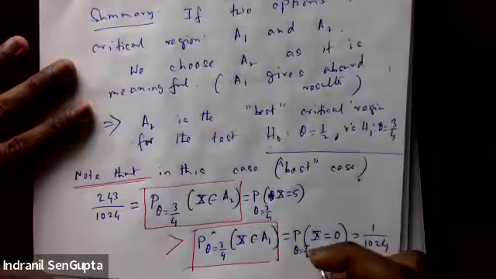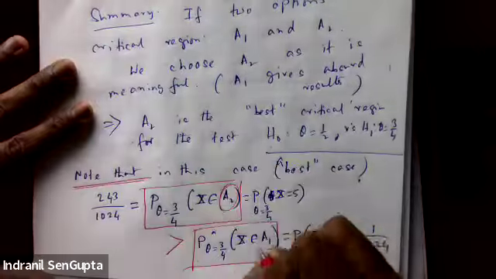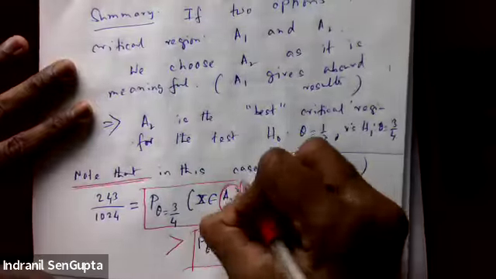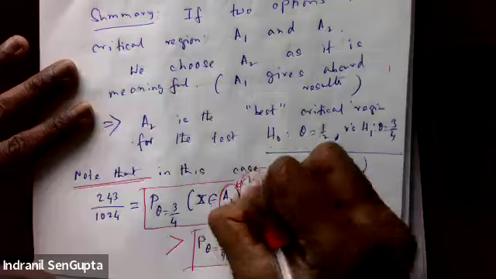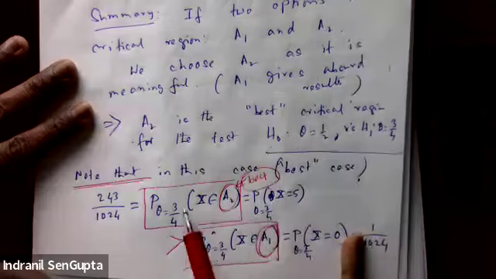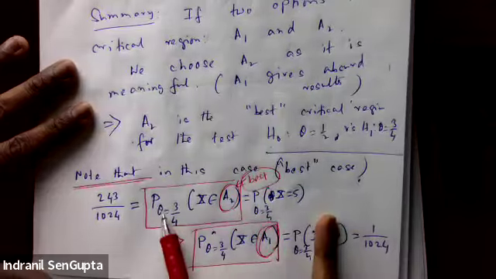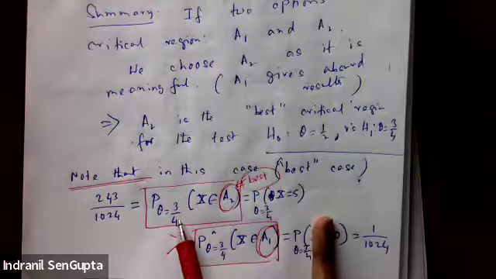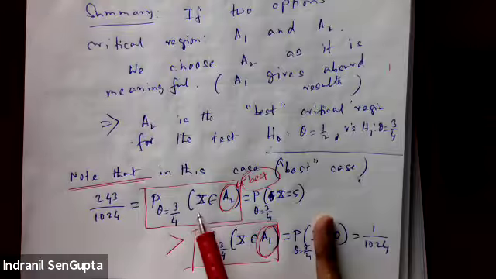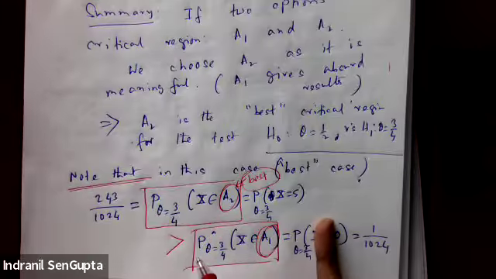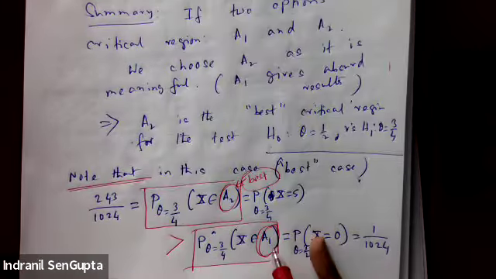So we see that for the best critical region, we say that A2 is the best, right? If A2 is the best, then the probability under the alternative hypothesis, so this theta equals 3/4 is under the H1, right? Under the H1, X being in A2 is bigger than, under the H1, X being in A1.